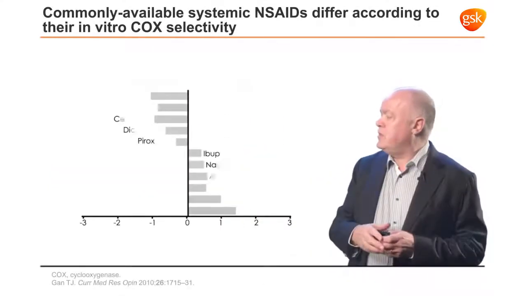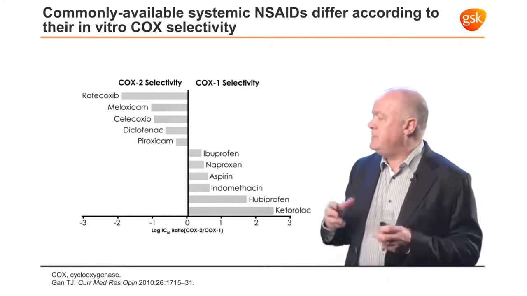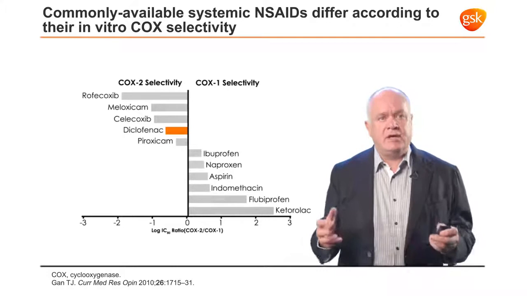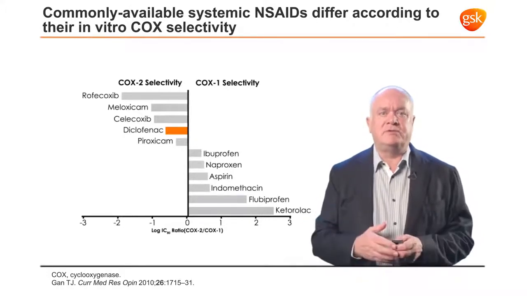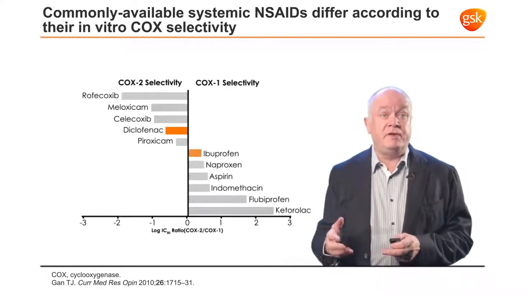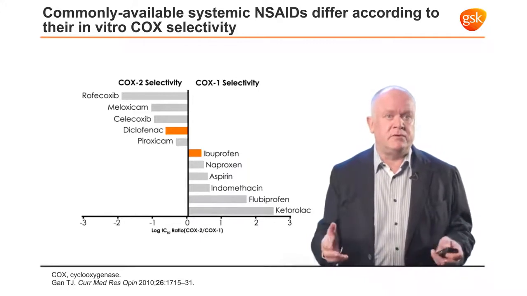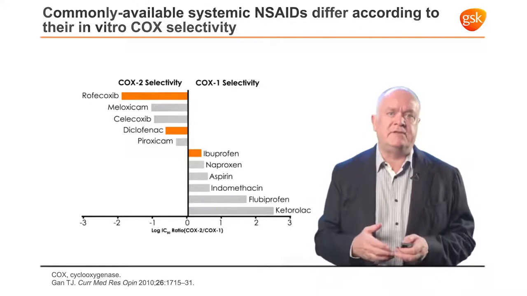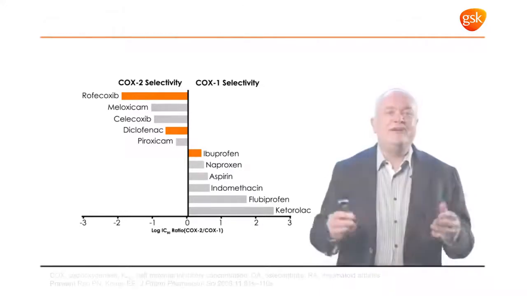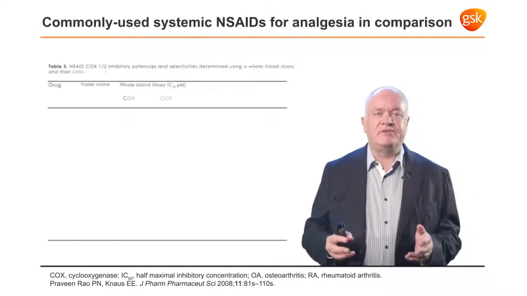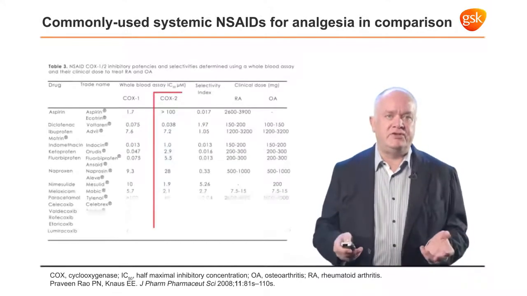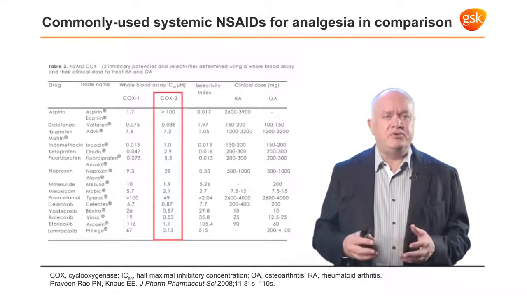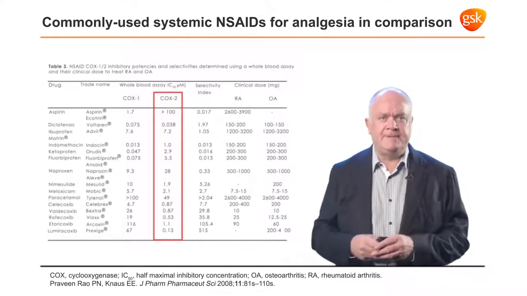Selectivity between COX-1 and COX-2 inhibition is an important differentiator for systemic NSAIDs. Diclofenac has moderate COX-2 selectivity, whereas ibuprofen is slightly selective for COX-1. Other drugs, such as rofecoxib, are highly selective COX-2 inhibitors. It should be noted that selectivity for COX-2 is not the only consideration when differentiating between NSAIDs. Overall inhibitory potencies should also be considered.